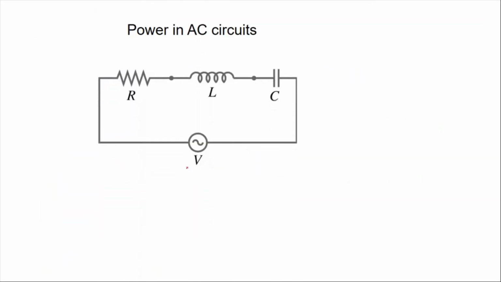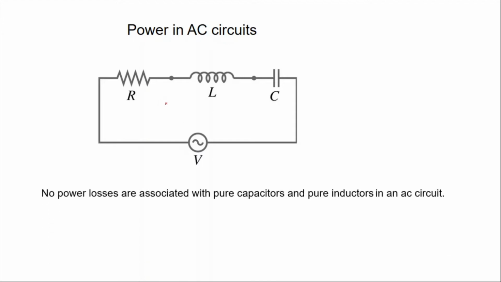Let's look at the power in AC circuits. In such an AC circuit, the power loss is associated only with the resistor. No current loss, no power loss will occur in the inductor and in the capacitor. As the voltage of the source changes with time, the capacitor and the inductor both store energy and then release their energies. The capacitor is going to be charged and discharged, and the energy is stored in it.